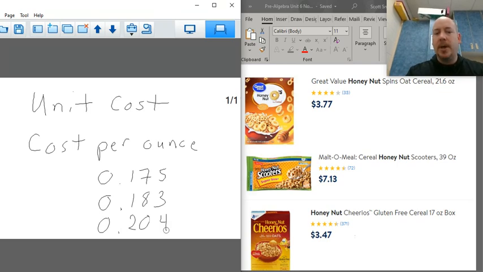So again, when we talk about best deal, you want the cheapest amount per measuring unit, per ounce in this case. So in this case, my Honey Nut Spins is the cheapest, followed by the Honey Nut Scooters, and then finally the name brand variety is my most expensive. Okay, so we can use unit costs and unit rates to help us make different comparisons in this case to be a little bit smarter shopper.